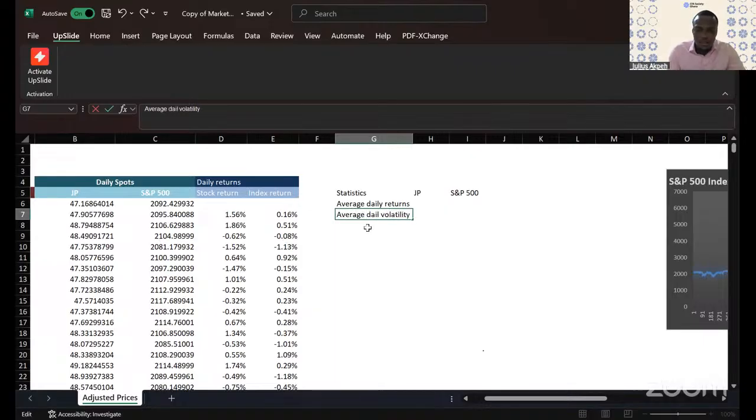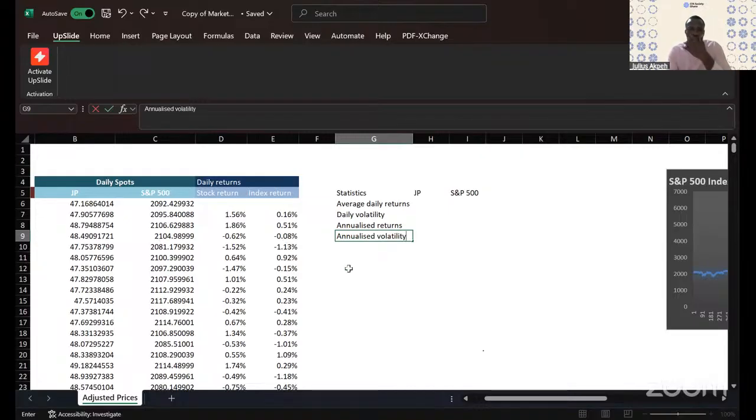Then we also calculate average daily volatility. Let me put that there. Daily volatility. Why am I even calling it average daily volatility? It is just daily volatility. And then the next thing we do is to analyze whatsoever we've done. So we analyze returns and analyze volatility.